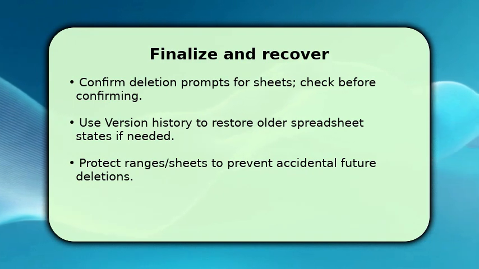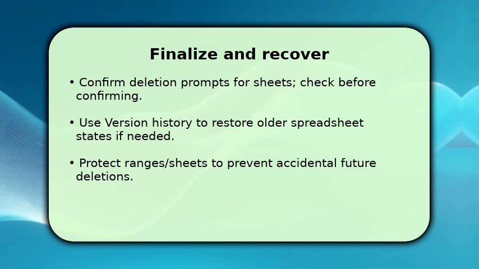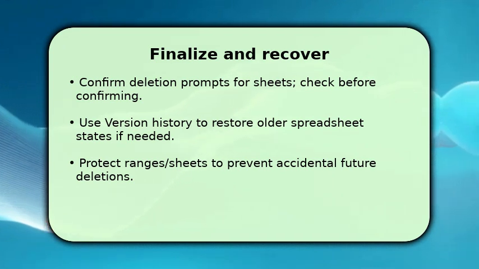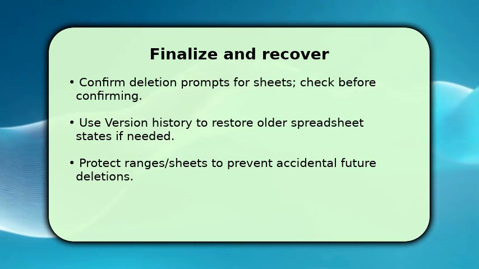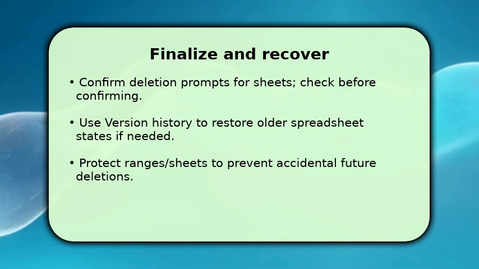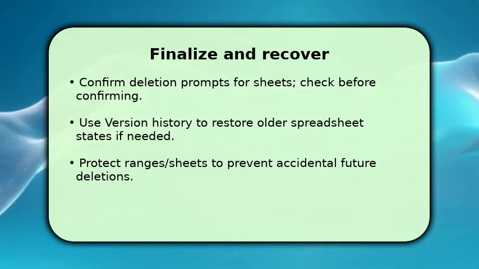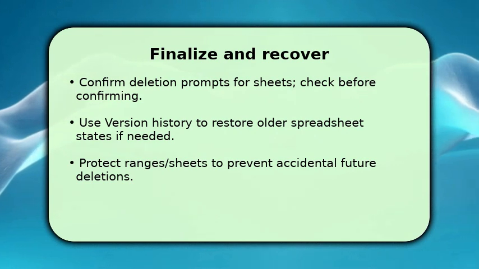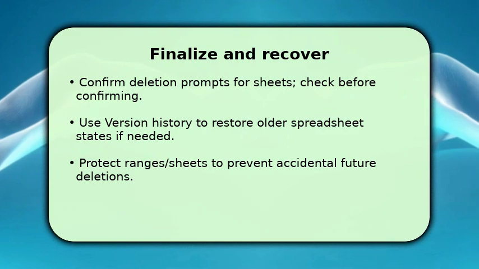If you deleted rows or a sheet, open File Version History to view and restore a prior version, which recovers lost data reliably. Make sure to protect important ranges or set sharing permissions to prevent repeat mistakes. If something goes wrong and version history is missing the change, check the trash in Google Drive for deleted files or contact collaborators before making further edits.